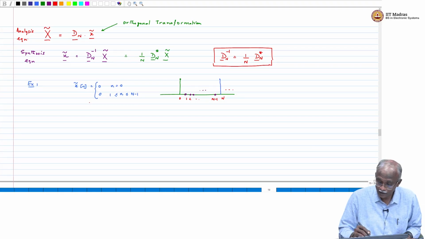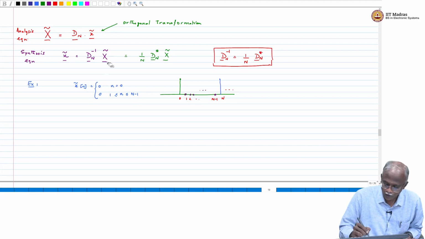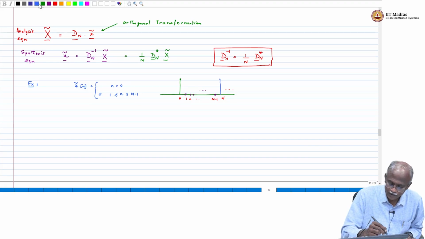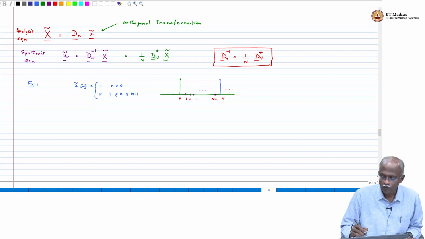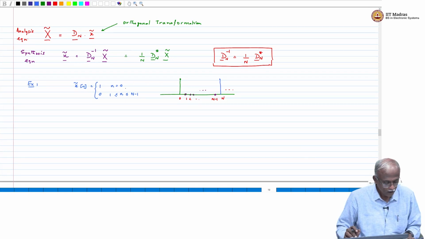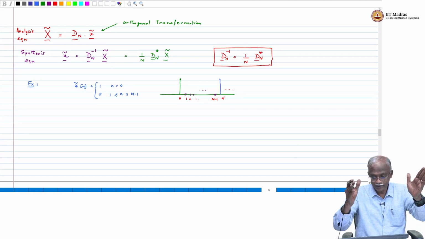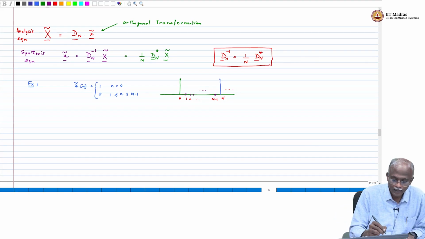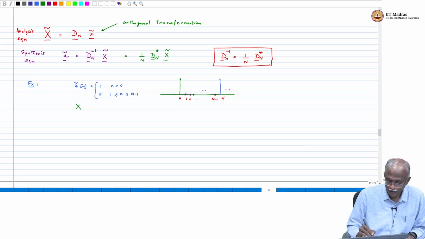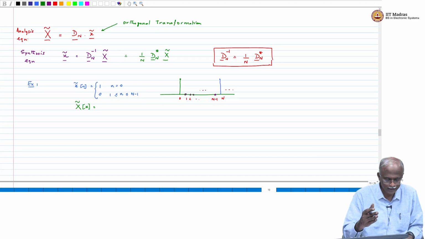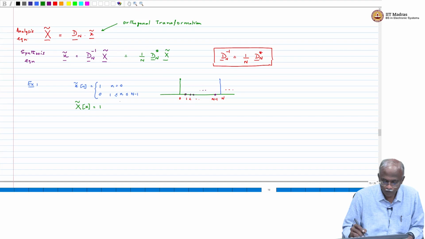Sorry, it is equal to 1. Thank you. This will be equal to 1 for n equal to 0. So if you now look at the matrix representation, what you will get is the following. You can use the matrix representation, or you can use the synthesis equation or the analysis equation. You will find that x of k is equal to 1 for all values of k.